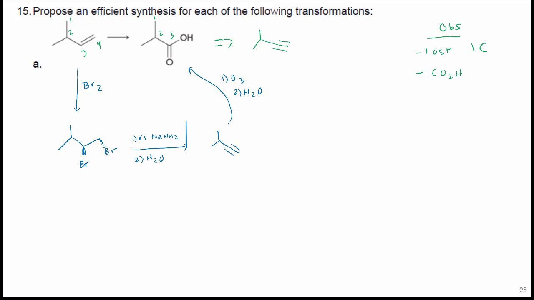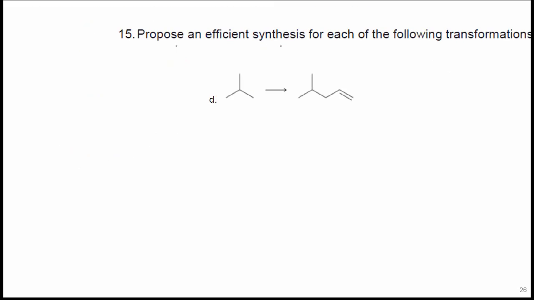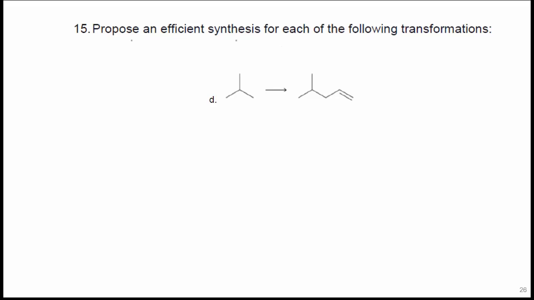All right, let's look at another one. All right, same directions, different synthesis problem. If I look here, 1, 2, 3, I'm adding 2 carbons. I have an alkene. And my starting material has no functional groups. So I need to put one of these in.